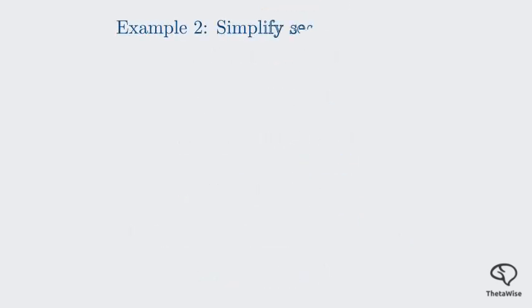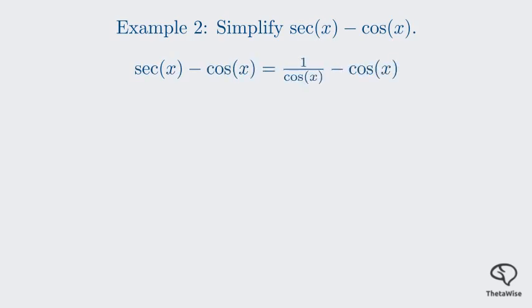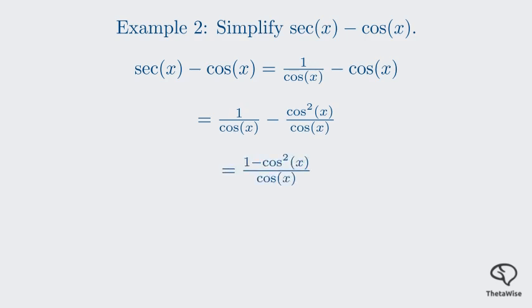Example 2. Simplify the expression secant of x minus cosine of x. This looks complicated, but we can simplify it using identities. First, rewrite secant as 1 over cosine. Now we have 1 over cosine of x minus cosine of x. To combine these, we need a common denominator. We can write cosine of x as cosine squared of x over cosine of x, so we have 1 minus cosine squared of x, all over cosine of x. The numerator, 1 minus cosine squared of x, is just sine squared of x from the Pythagorean identity. So the simplified expression is sine squared of x over cosine of x.